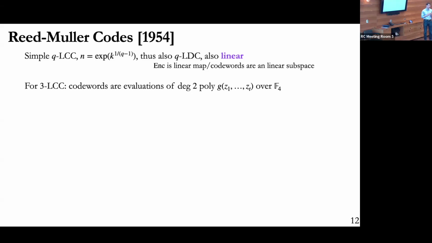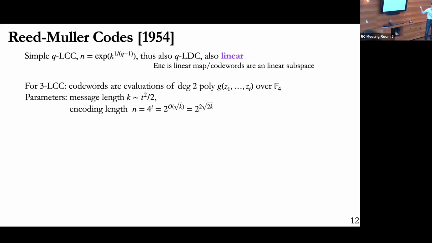So the code words we're going to think of as being degree 2 polynomials in some large number of variables t over some small finite field. Let's just pick F4 as an example. And so the code words, the way we encode a polynomial is we evaluate it at every point in this domain. So let me now tell you the parameters of the code. The message length, or k, is the dimension of this subspace, which is the number of coefficients in this polynomial g. This polynomial has roughly t squared over 2 coefficients. The encoding length is the number of evaluation points that I pick, which is 4 to the t, because I am working over F4 to the t. Okay, so I can rearrange, put the encoding length in terms of the message, and I get something like 2 to some constant times the square root of k.